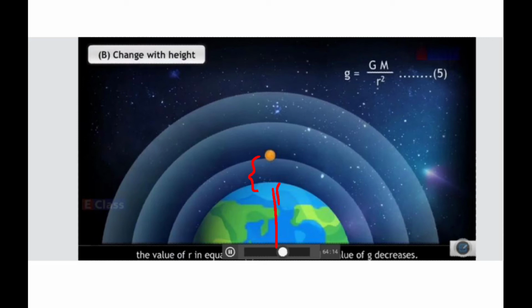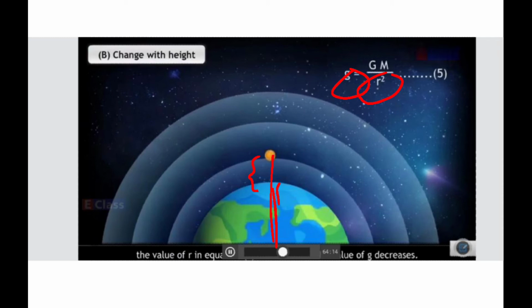Correct? So as you will go out, see this r will increase. Now this r will increase. What will happen to this g? The value of g will decrease as it is inversely proportional, right? But what happens is the decrease is very less for the heights which are very small as compared to the earth radius. Now let me explain this with this.